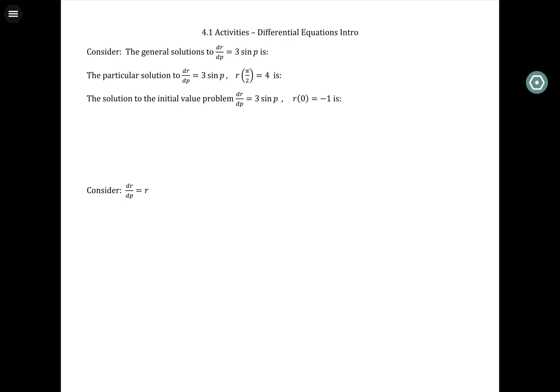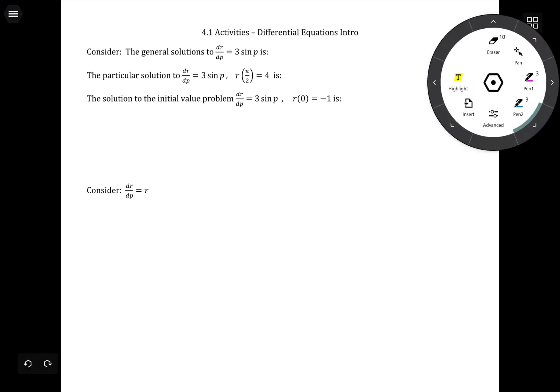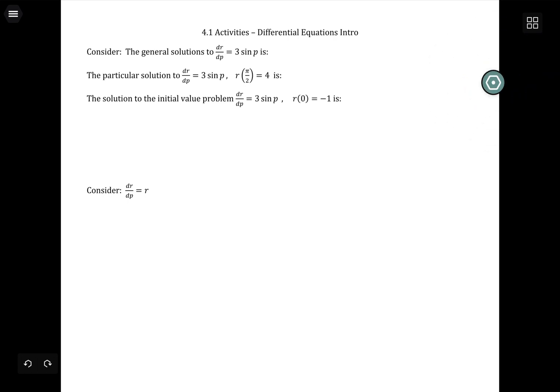So in 1.1, we got fairly straightforward statements like dr/dp = 3 sin p. That's telling me that function r is the function whose derivative is 3 sin p. And we can talk about finding the general solution or a specific solution, a particular solution. And then there's even this initial value vocab that doesn't really add a lot, but is used.